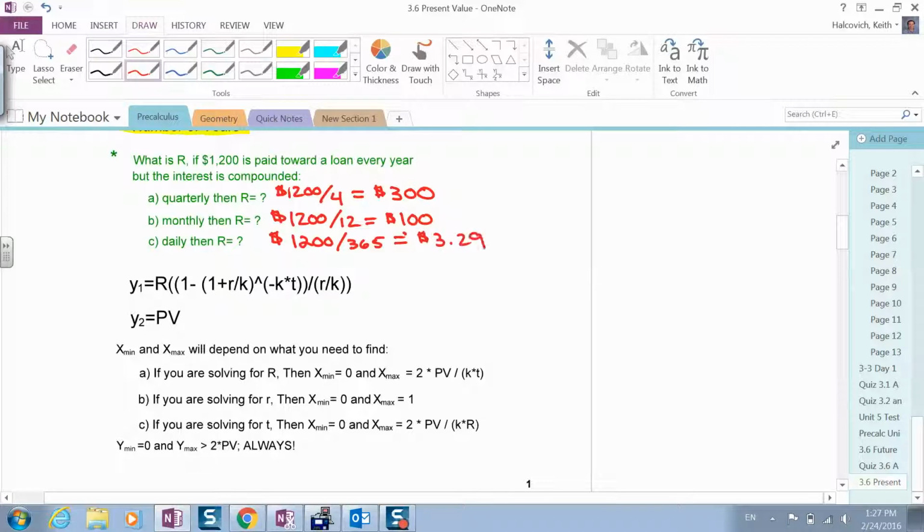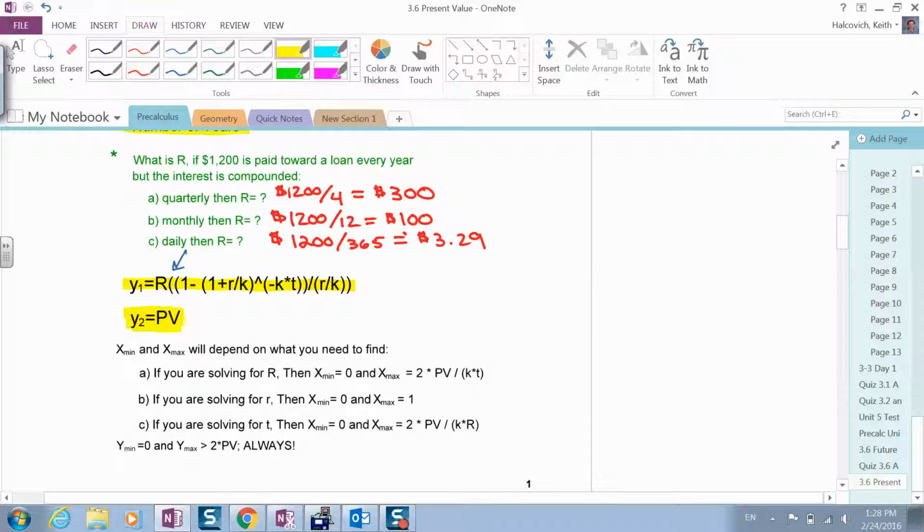$3.29. So just like with future value, what we're going to type into our calculator remains the same. Y sub 1 is just the equation. Notice the difference here is that we only have 2 parentheses in the beginning for present value as opposed to 3 for future.